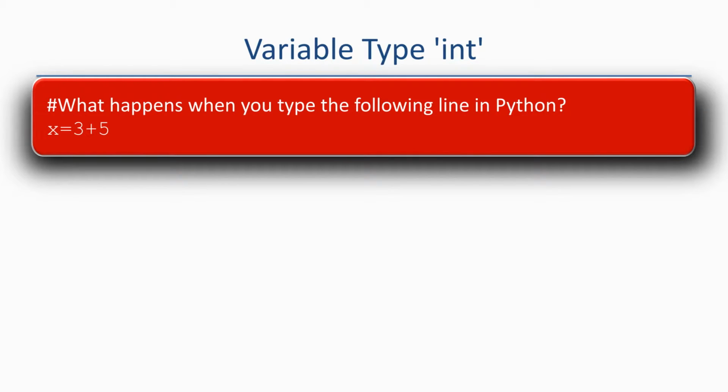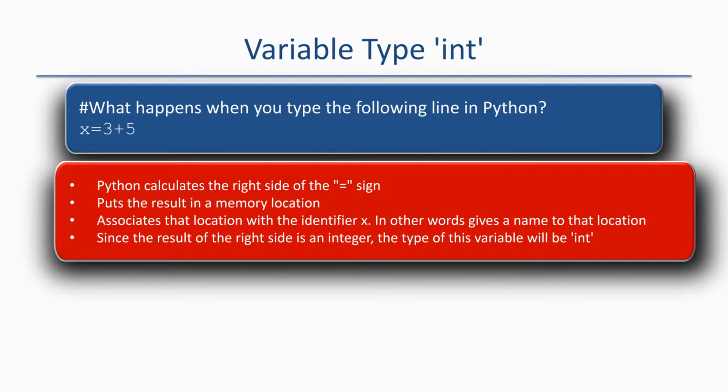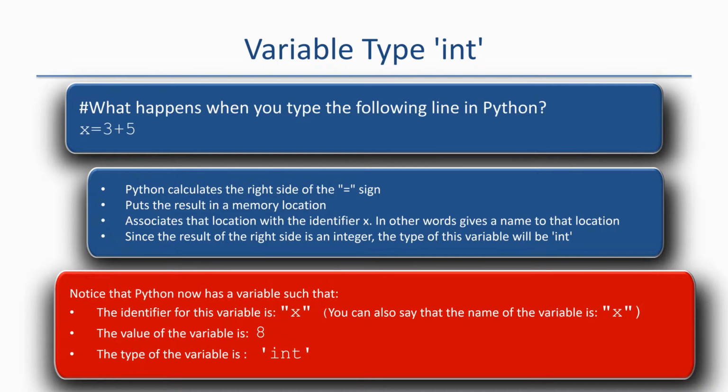Imagine we type a statement in Python which says x is equal 3 plus 5. What happens? Python calculates the right side of the equal sign, puts the result in a memory location, associates that location with the identifier x, in other words, gives a name to that location, and since the result of the right side is an integer, the type of this variable will be int. Notice that Python now has a variable such that the identifier for this variable is x. You can also say the name of a variable is x, and sometimes people just say I have a variable x. The value of the variable is 8 and the type of the variable is int.